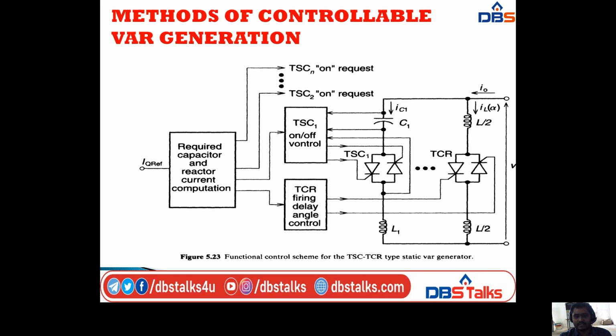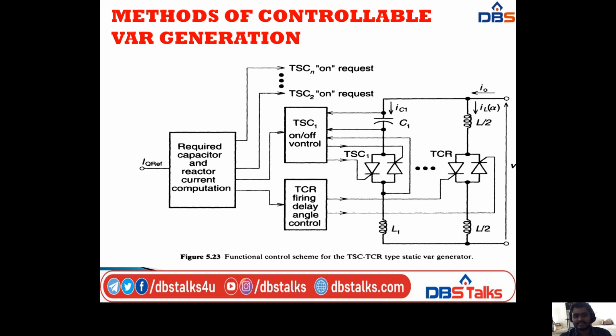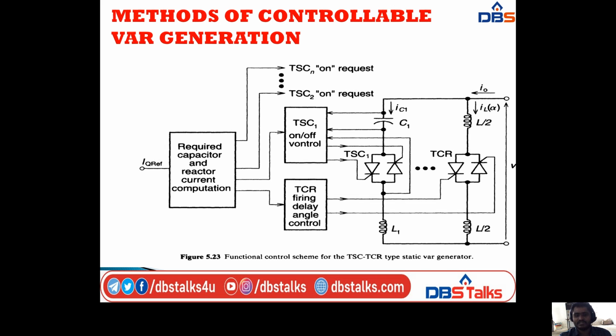So here I am taking TSC1 on or off control and TCR firing delay angle control. These are used to control the switching of the TSC branches in a transient free manner, by using this TSC1 on or off control. And next we have the TCR firing delay angle control, which is used to vary the current in the TCR by firing delay angle control. These two are connected to the required capacitor and reactor current computation.